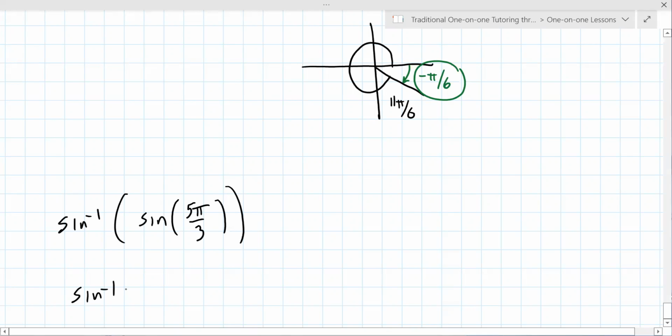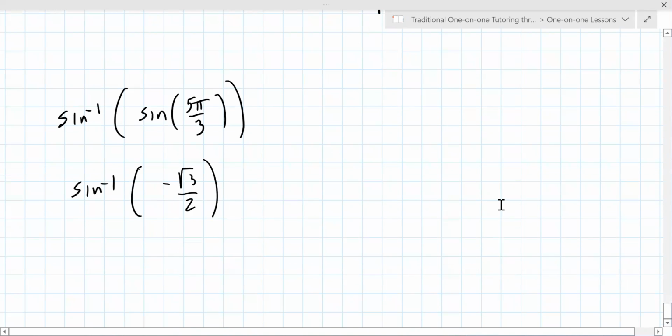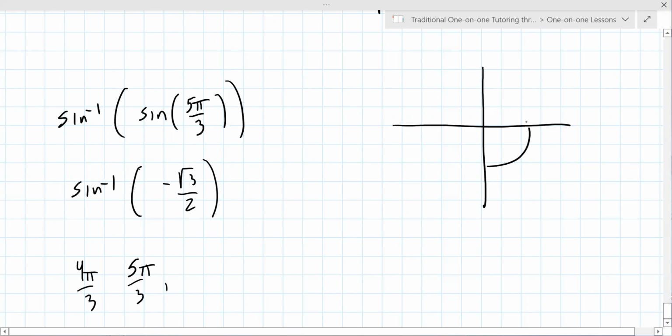Okay. So where is sine inverse of negative root 3 over 2? Basically, again, where's the y value on the unit circle minus root 3 over 2? You already know one of them, it's 5 pi over 3. But what's the other one? 4 pi over 3. Okay. But again, you have to go from minus pi over 2 to pi over 2. Do either of these fit that?